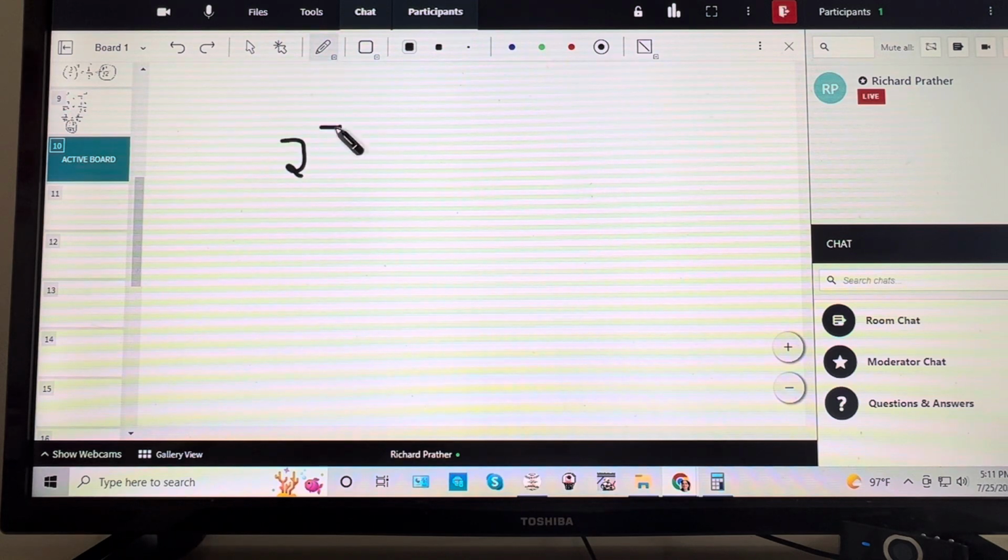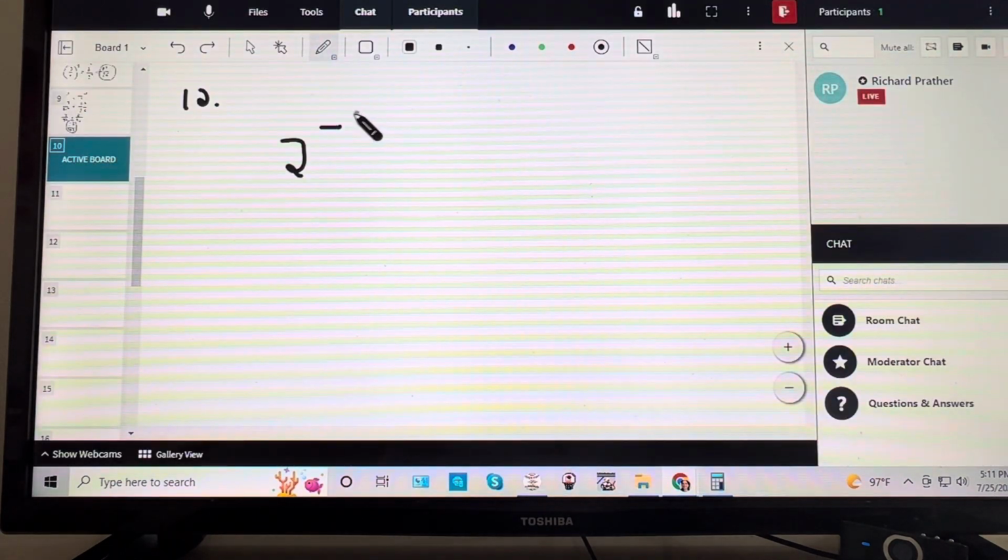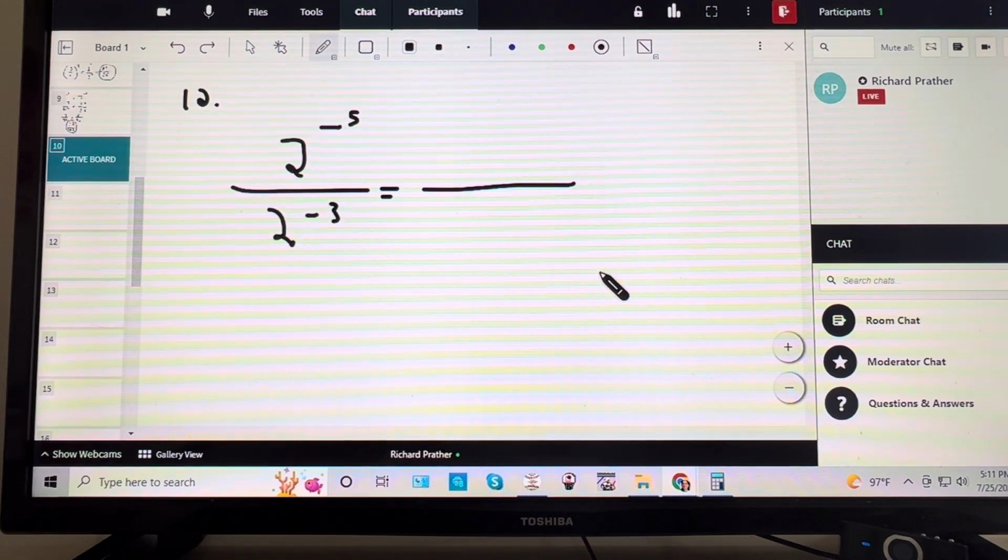This is number 12, 2 to the negative 5 over 2 to the negative 3. It's very good in most cases to get rid of the negative exponent right away or as soon as possible. So I can get rid of the negative 5 exponent. If I move this 2 down to the bottom, then the negative 5 would change to positive 5. And this 2 can go up to the top if I change negative 3 to positive 3.